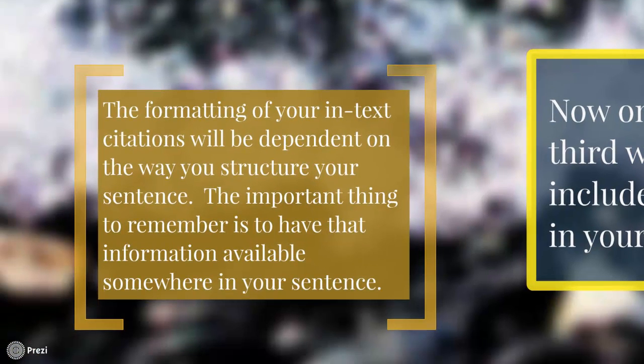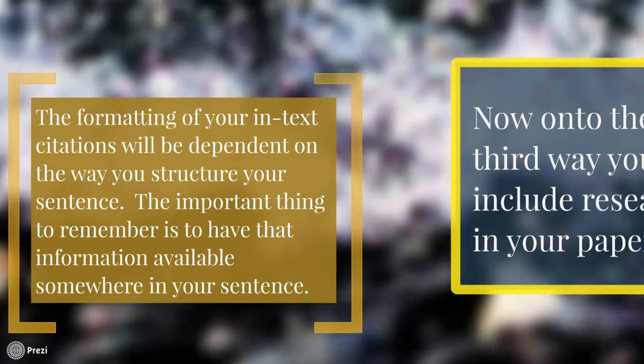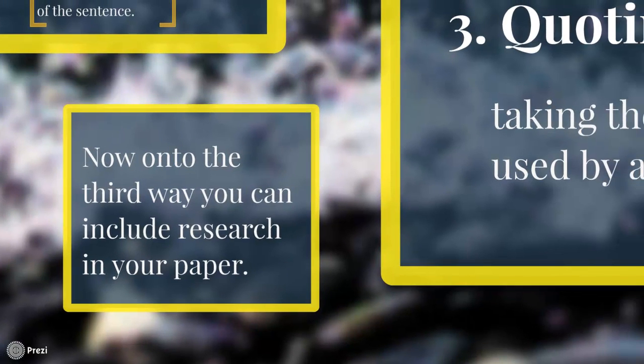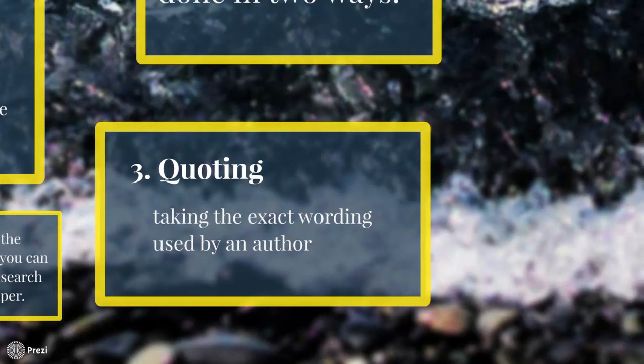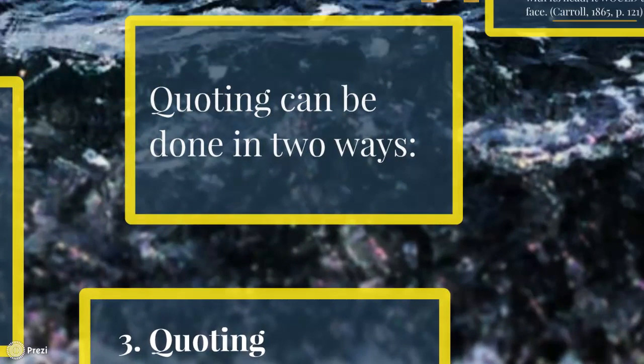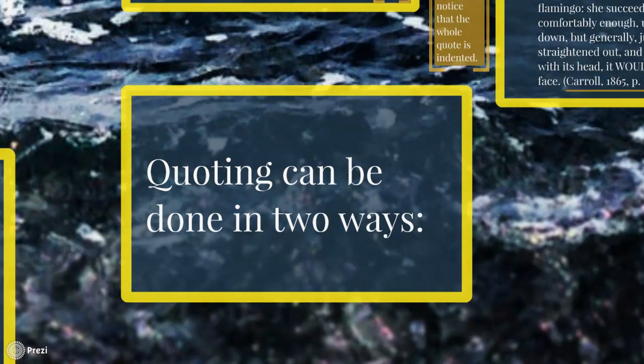The formatting of your in-text citations will be dependent on the way you structure your sentence. The important thing to remember is to have that information available somewhere in your sentence. Now on to the 3rd way you can include research in your paper. Quoting is taking the exact wording used by an author. Quoting can be done in 2 ways.